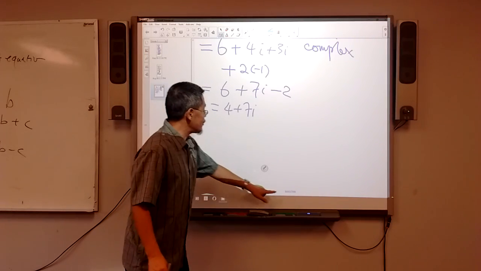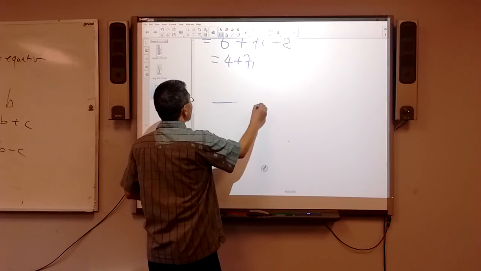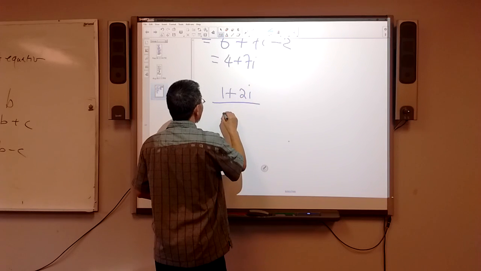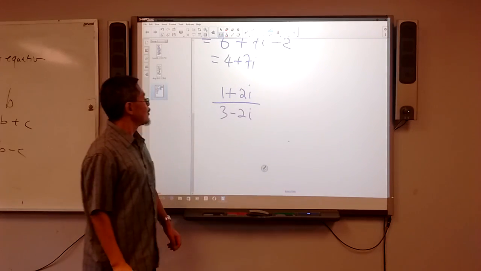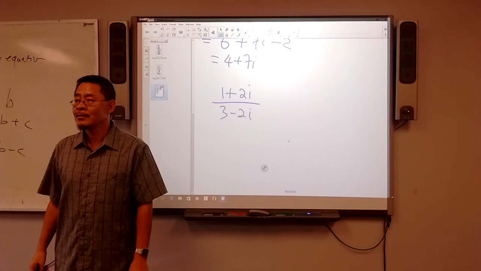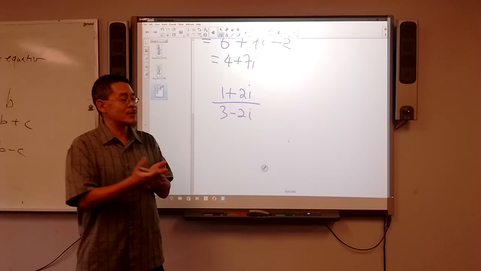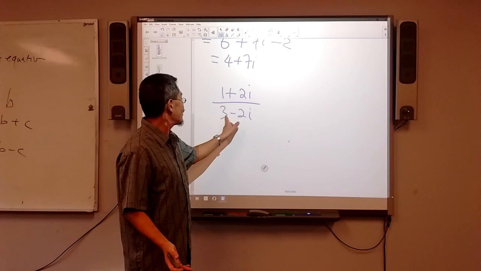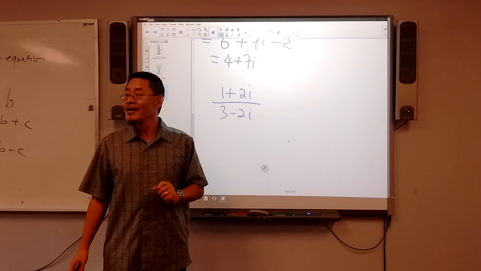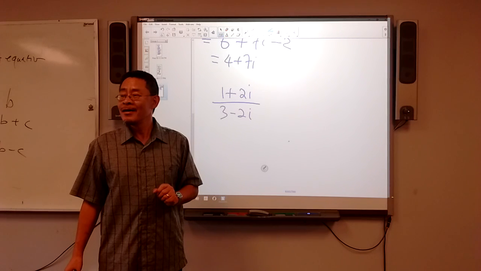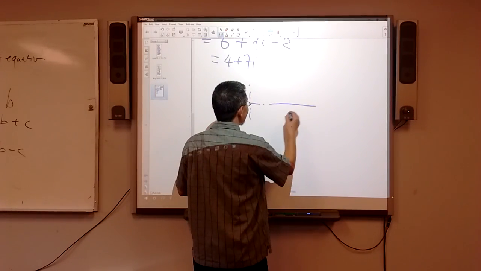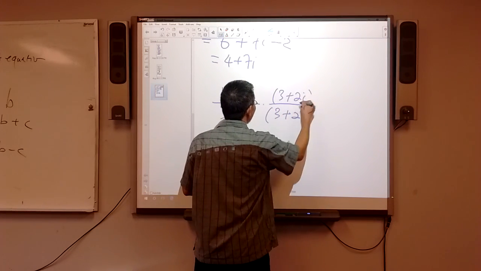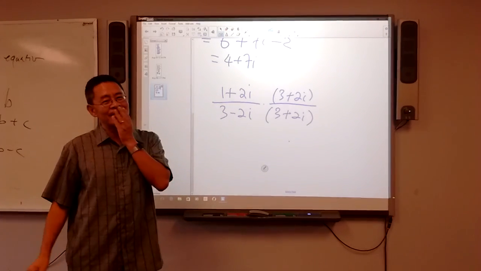But what happens if we're dealing with 1 plus 2i over 3 minus 2i? How do we simplify that? How do we multiply a complex number to give us a real number when there is another i on the bottom? You have to multiply the top and the bottom by 3 plus 2i. That's called something, but I can't remember what it's called.